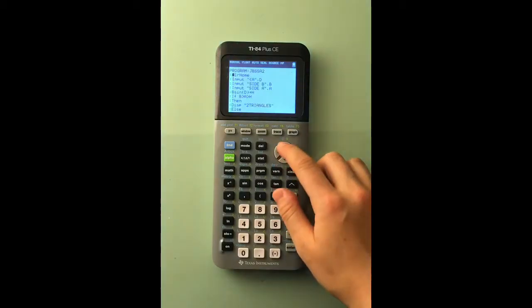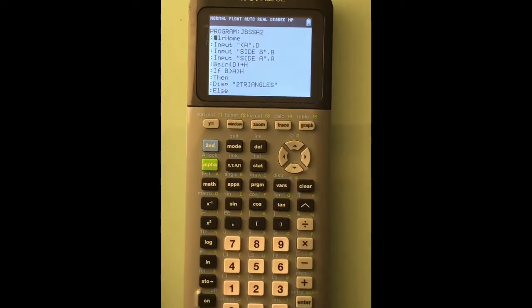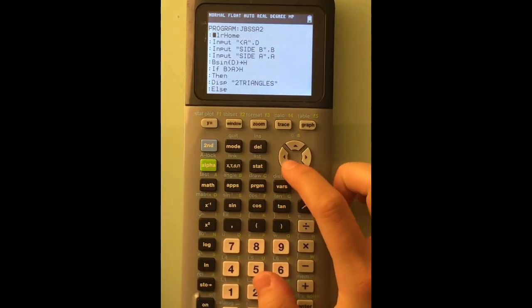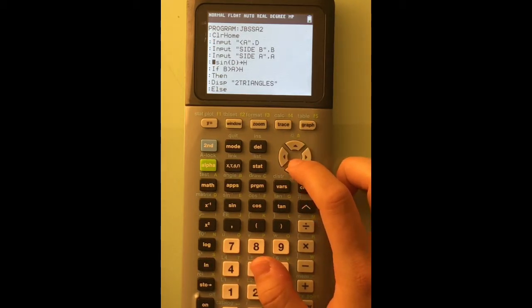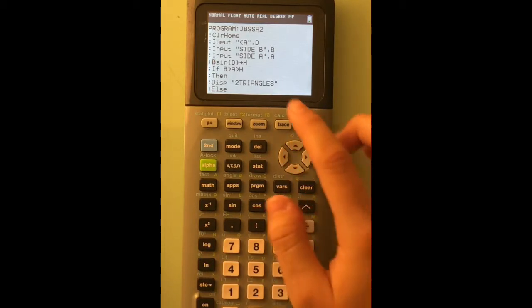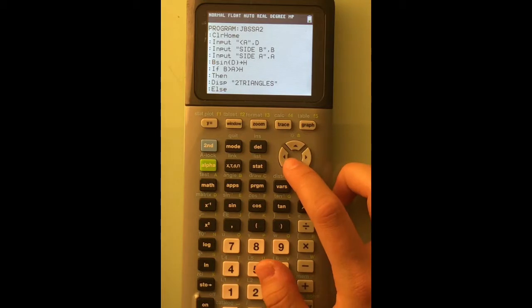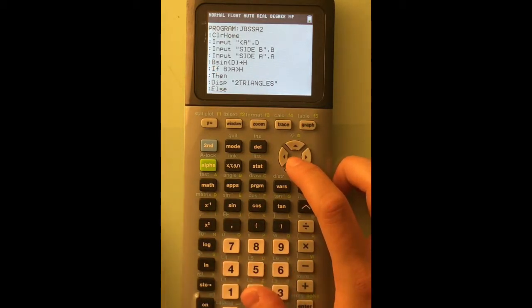So you start by, let's just zoom in a little bit, start by clearing home, and then you're going to input what you do know. So the one given angle, and then your two given sides. And now we're going to solve here for the height of the triangle. And now once we know the height, we can figure out more about the triangle.